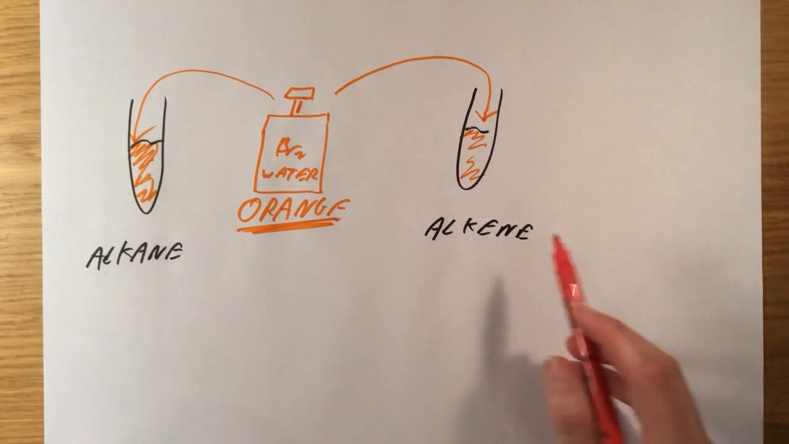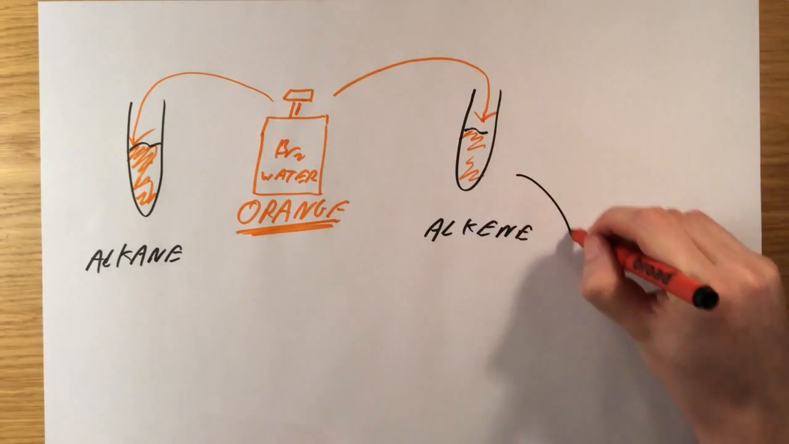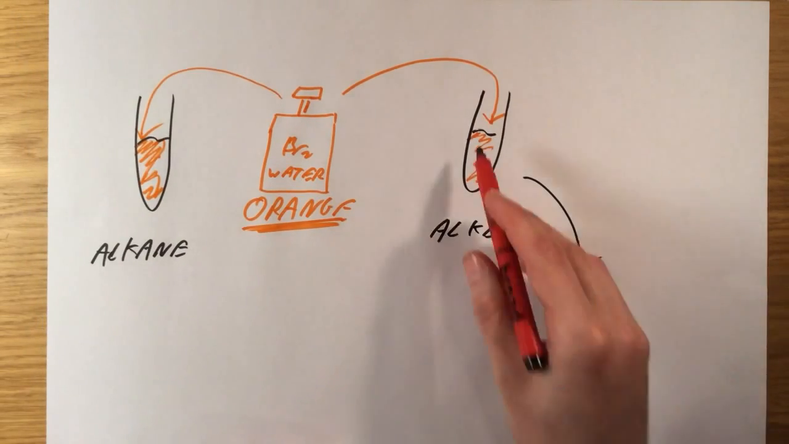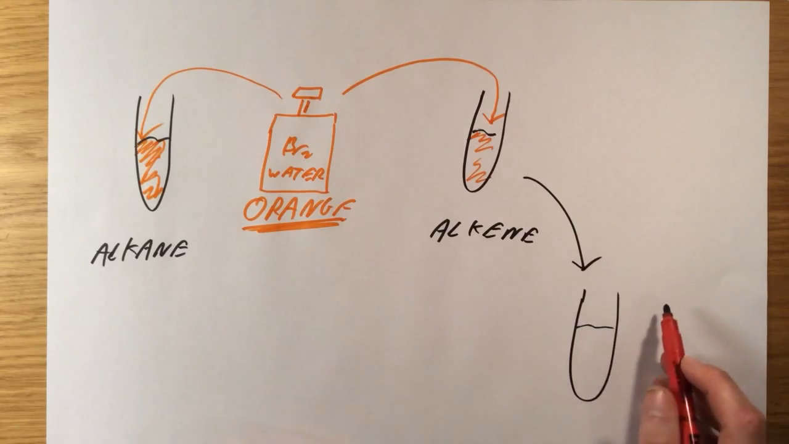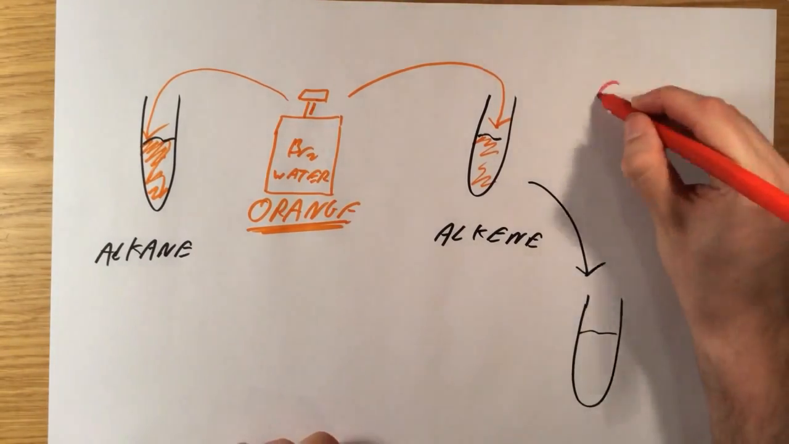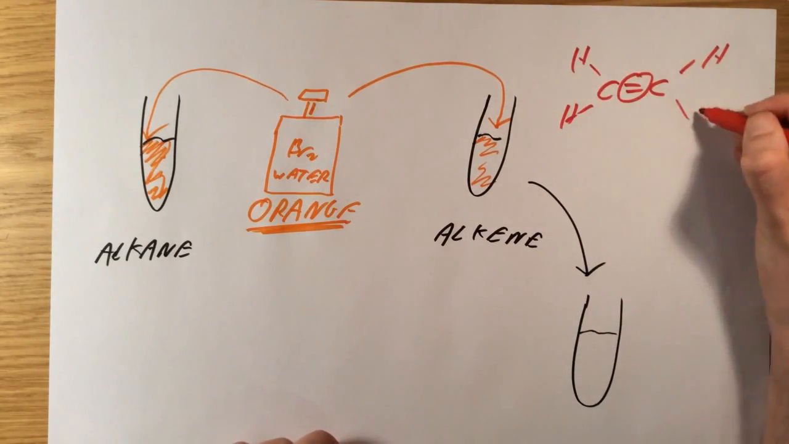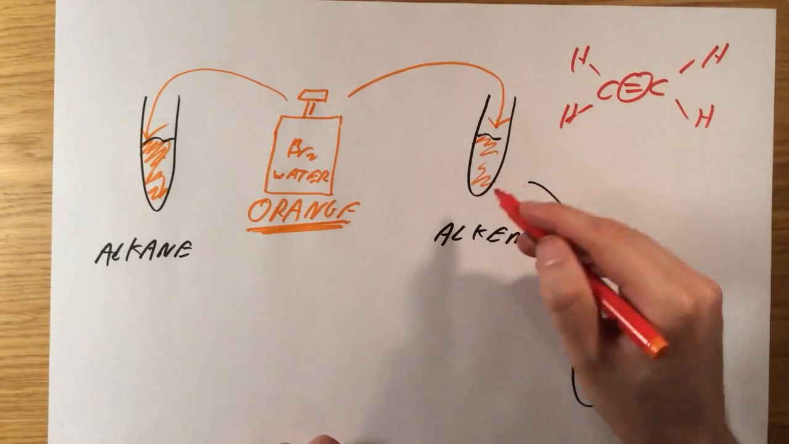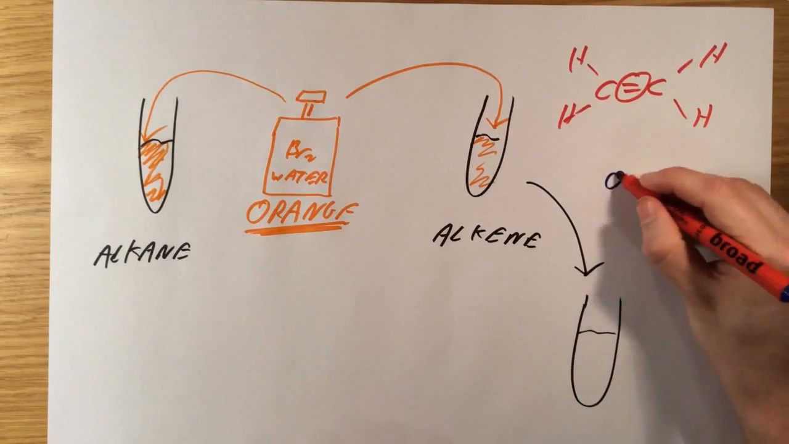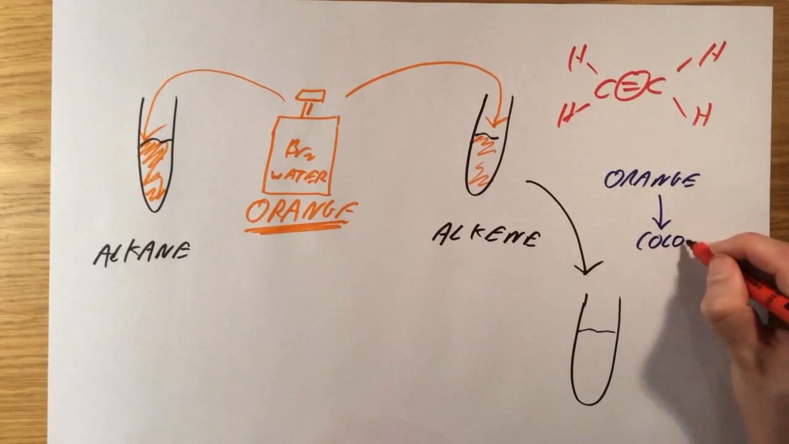And actually with the alkene, the bromine water will react. So it would go orange for an instant, however it would react with the double bond in the alkene, and you would see it turn from orange to colourless. So you have a chemical reaction occurring here, and it's actually reacting with the double bond of your alkene.